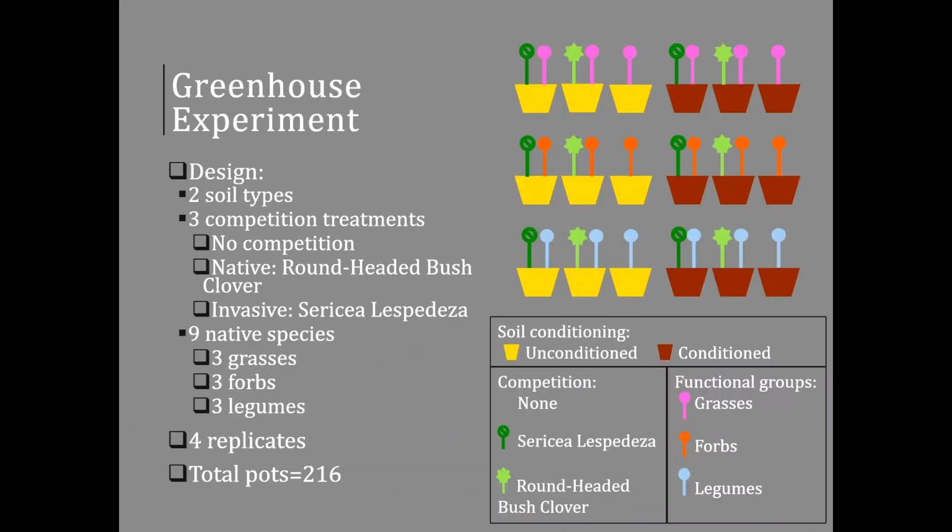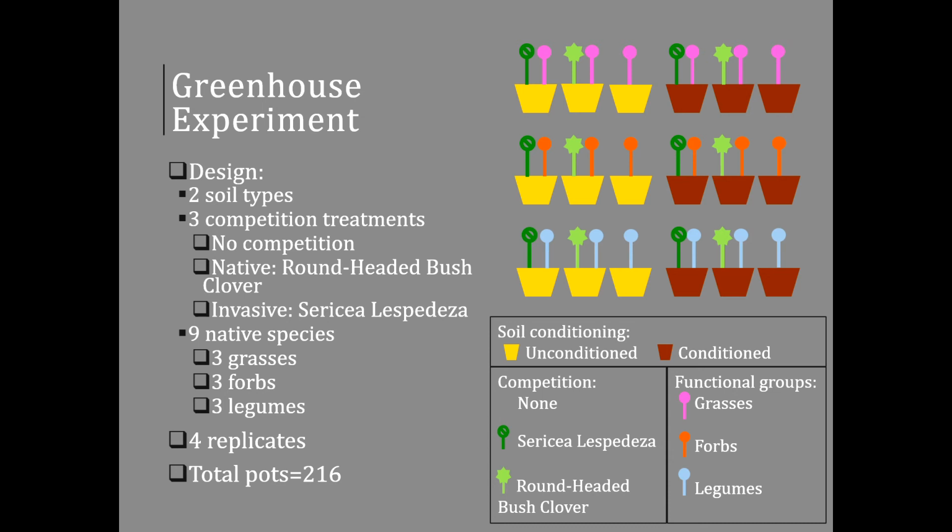Okay, again, this is my experimental design. So we talked about already, I had those 2 different soil treatments to look at below ground effects. To look at above ground competition effects, I had 3 different treatments. I had a treatment that was no competition. I had a treatment that was competition with the invasive Sericea, okay.